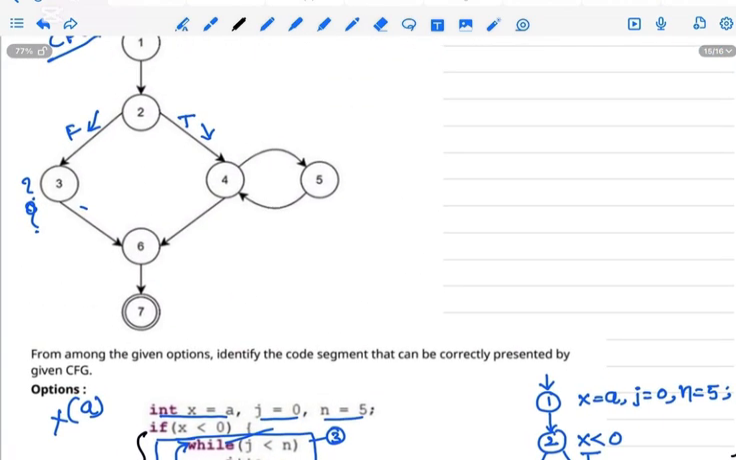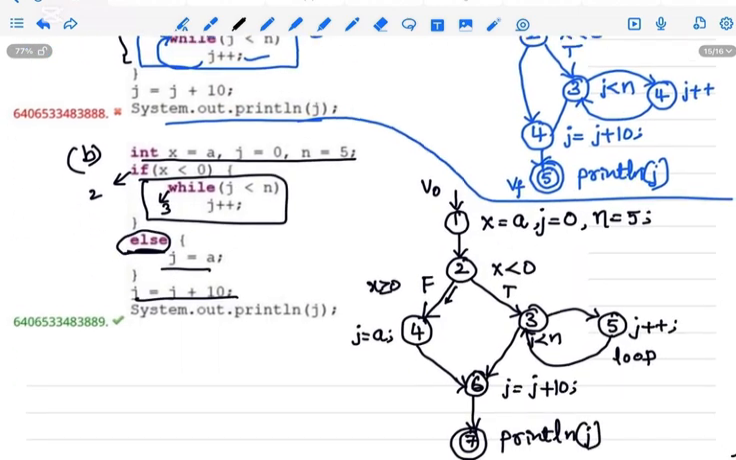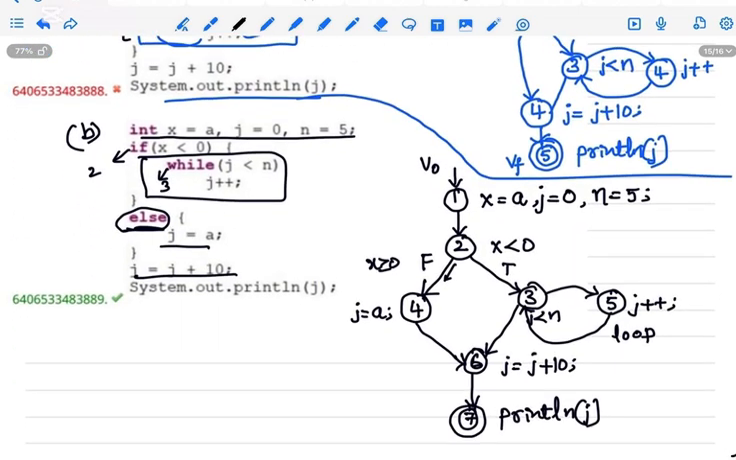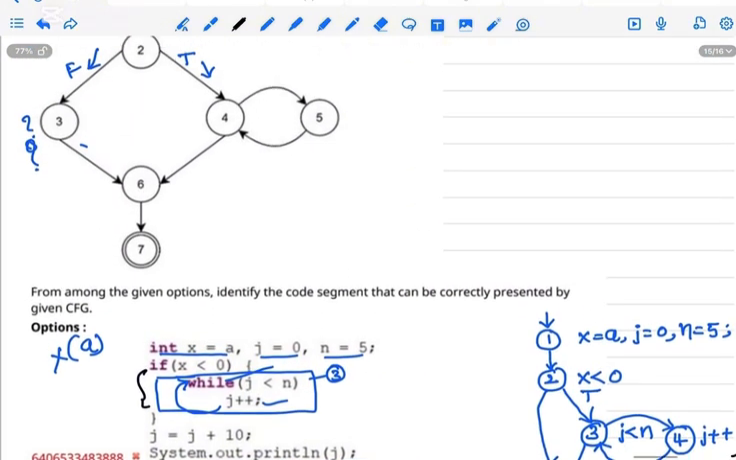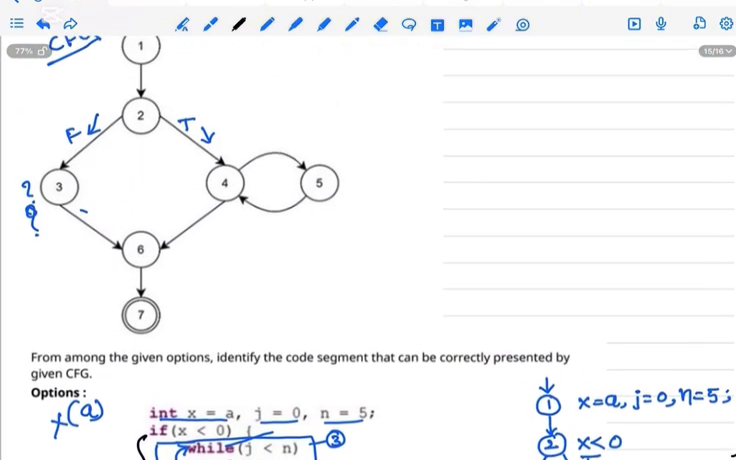This one, 3, 4, 5. Okay, but the numbers are different. Node numbers are anyway. So here 3, 4, 5, 6, 7. Okay, left to right direction.